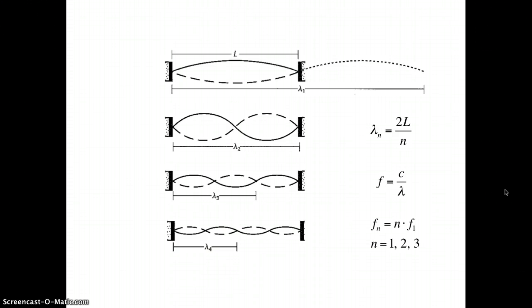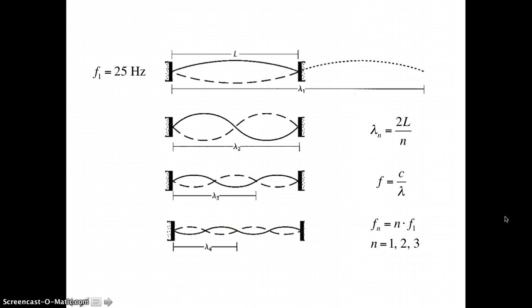In general, the nth frequency is equal to that number times f1, which is also called the fundamental frequency. So F1 is the fundamental frequency, and the nth frequency, F2, F3, F4, is just equal to 2 or 3 or 4 times the fundamental.